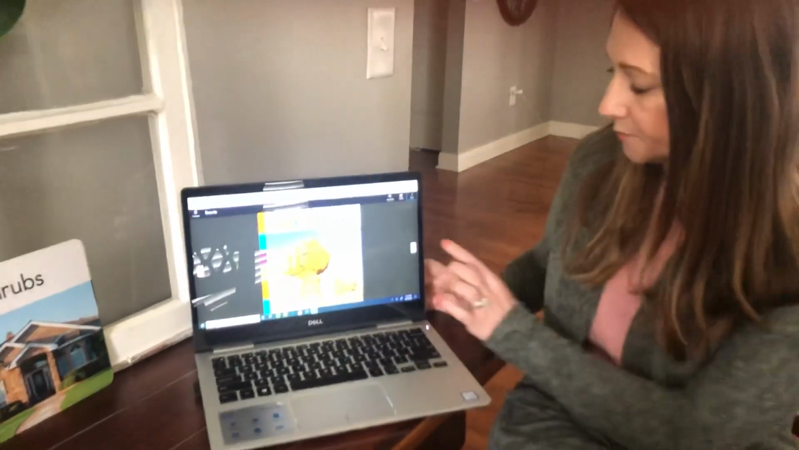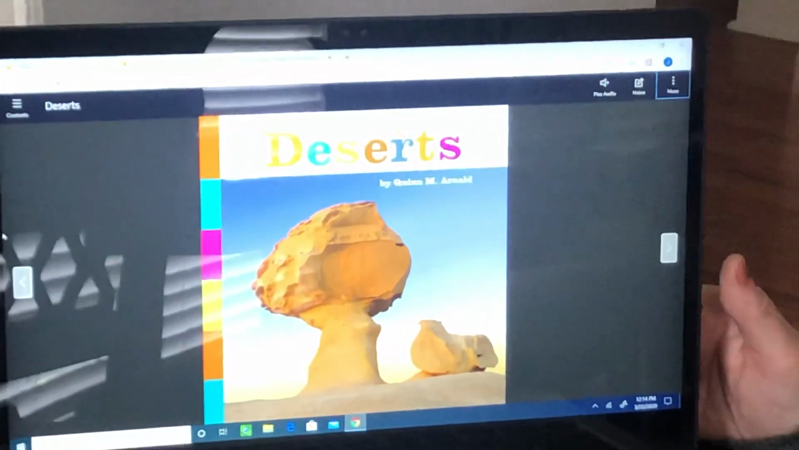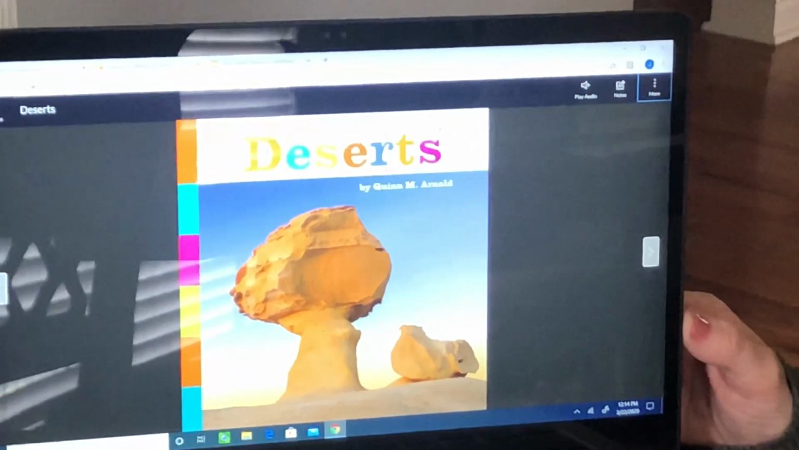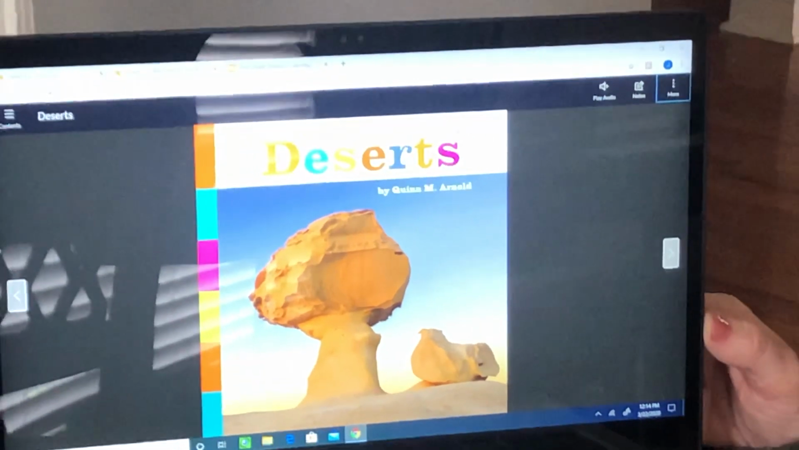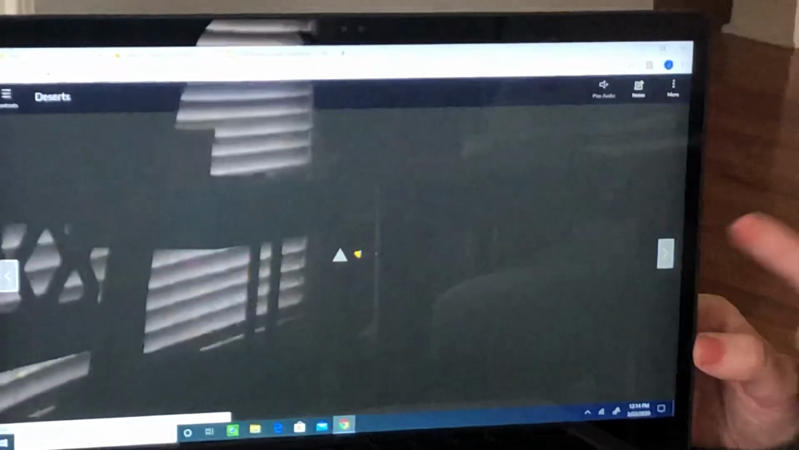Okay, we're gonna move into our story Deserts and look more closely at some of the words in the story. So here is the cover, and based on this cover, do you think we're gonna read a fiction or a nonfiction story? That's right, it's nonfiction, which means it's a true story where we're just learning some information.